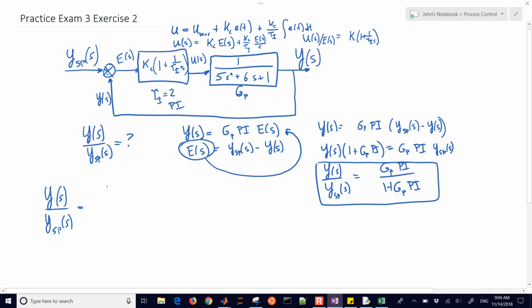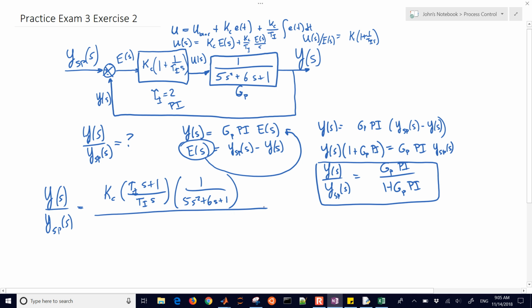That's going to be equal to, okay, so this is Kc, and then I'm just going to multiply this out just a little bit, just so it's a little easier to work with. Tau I s plus 1 divided by tau I s. Okay, 1 divided by 5s squared plus 6s plus 1. And then I'm going to have 1 plus that same thing. So I'm just copying it down.